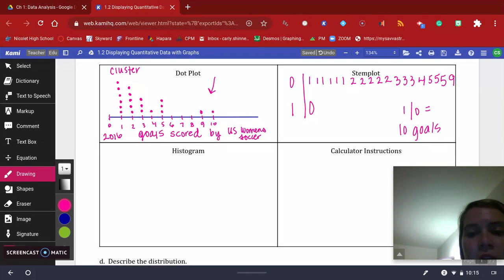The last display we're going to talk about is a histogram. So I think histograms are really awesome for when you have a lot of data in your data set.